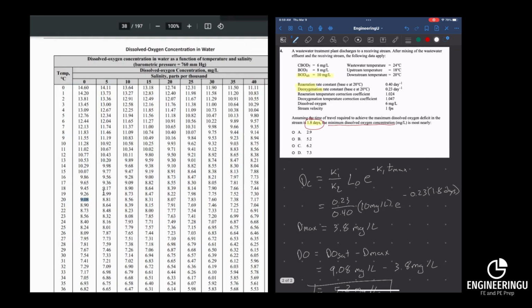When we go back up to the problem here, we can see B is 5.2. So you'll see with a lot of the FE and PE questions, they give you a lot of extra unnecessary information. And it's important to figure out which information is valuable for this problem. So you can see here that we have a lot of this temperature, the correction coefficients, all of these are extra information that we don't need on this problem. So it's important to understand which parts and which data from the problem is important for this end conclusion.